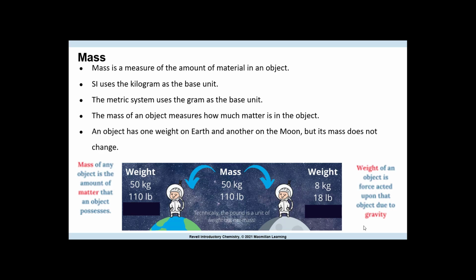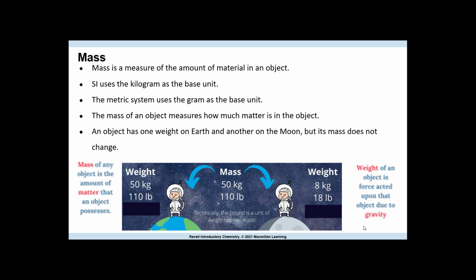Mass of any object is the amount of matter that an object possesses, and that doesn't change. So think about the thickness of something. That's still not going to change regardless if you're on the moon or on Earth. Your weight does, because the moon doesn't have the gravity pull that Earth does.